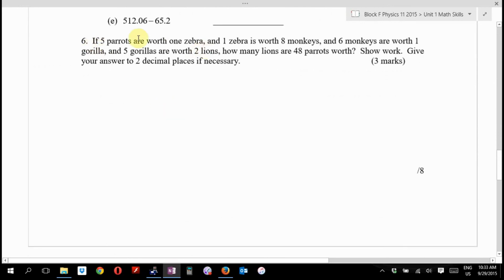Number 6, this is very similar to the question that was in your homework, the Mr. Camosi question. So see if you can figure this one out. If 5 parrots are worth 1 zebra, and 1 zebra is worth 8 monkeys, and 6 monkeys are worth 1 gorilla, and 5 gorillas are worth 2 lions, how many lions are 48 parrots worth? Your hint is write down what they gave you, which is 48 parrots. That's what you'll start with, and you can build a chain.